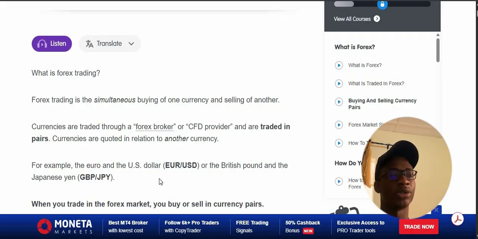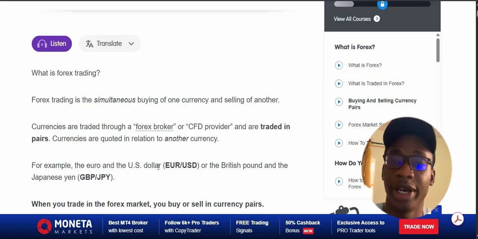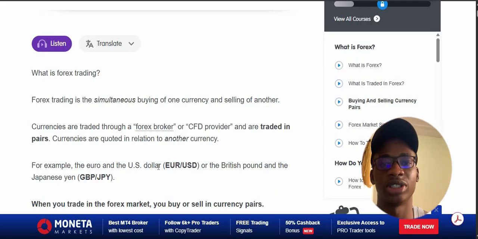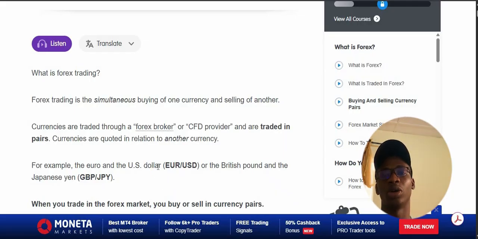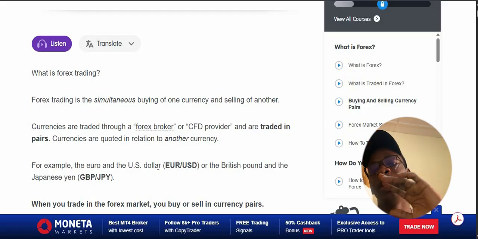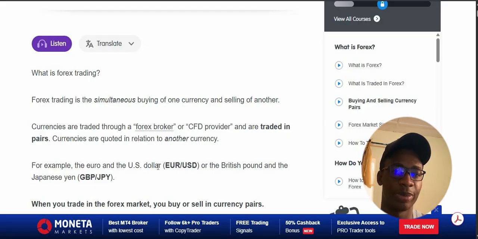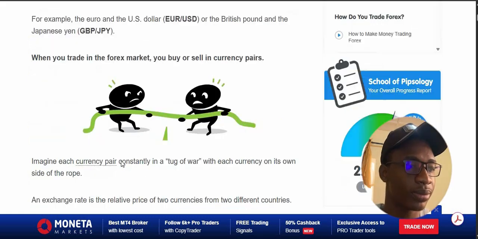Or we have the British pound and the Japanese yen, and the short forms for them are GBP and JPY. So when you trade in the forex market, you buy or you sell a currency. That is the only thing you can do in the forex market. Either you buy or you sell. If the market isn't buying, it's going to be selling. It can't do anything other than that. Either it goes up or it comes down. Either the currency pair buys or the currency pair sells. So that is literally the thing with forex markets.